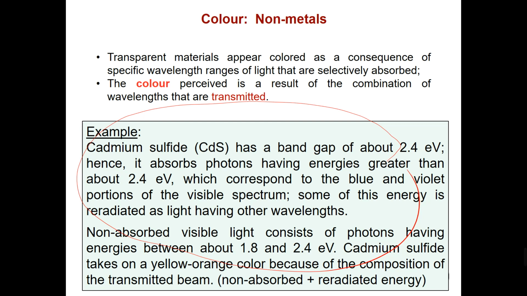It has a band gap of about 2.4. It absorbs photons having energies greater than about 2.4, which correspond to the blue and violet portions of the visible spectrum. And some of this energy is re-radiated as light having other wavelengths. Non-absorbed visible light consists of photons having energies between 1.8 and 2.4. So CdS or cadmium sulfide takes on a yellow-orange color because of the composition of the transmitted beam. So this is the reason why cadmium sulfide nampak seperti color kuning dan orange. So it is related to non-absorbed and re-radiated energy.